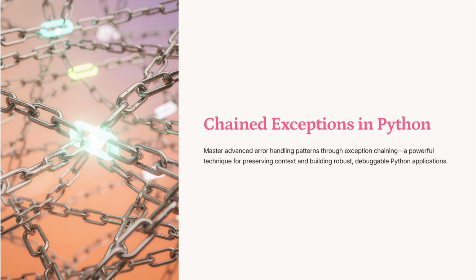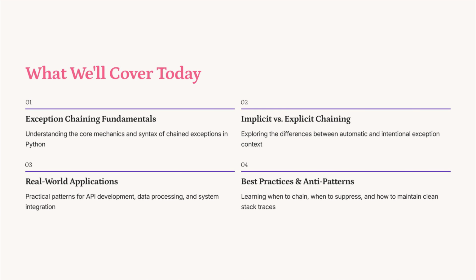informative and efficient. Exception chaining in Python allows you to link exceptions, preserving the original error context. This technique is crucial for debugging, as it maintains a clear cause and effect chain. By using raise from, you ensure both exceptions are visible, aiding in identifying the root cause and simplifying error resolution.